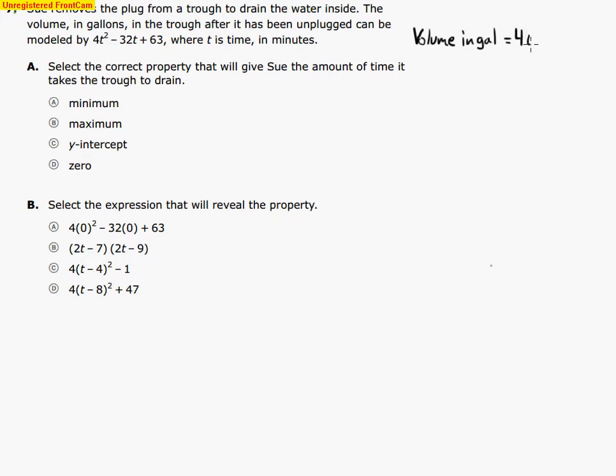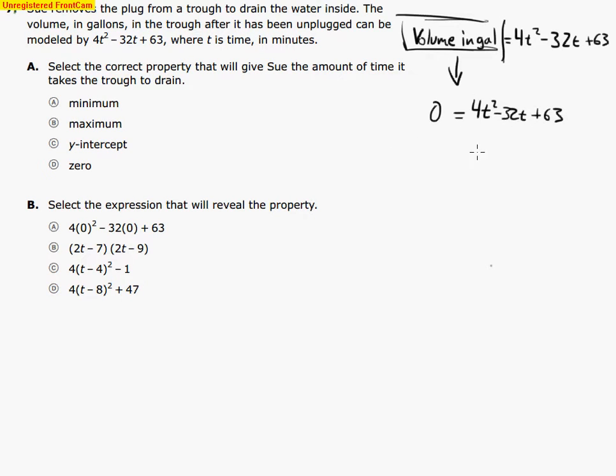So I have 4t squared minus 32t plus 63. And t is my time in minutes, and this all equals my total volume. So select the correct property that will give Sue the amount of time it takes the trough to drain. So what she wants to do is take this total volume to 0. So now she's going to have 0 equals 4t squared minus 32t plus 63.